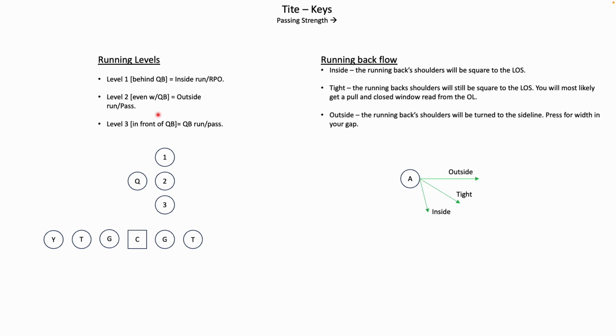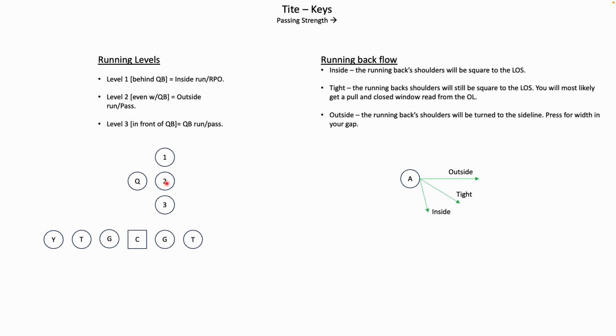Prior to the snap, you always want to understand the level of the running back. If the running back is in a level one, which is anytime it's behind the quarterback, this can be pistol, or anywhere behind the quarterback, we are thinking this is going to be an inside run, so between the tackles, or an RPO, a run pass option.